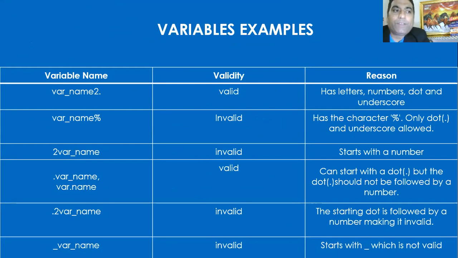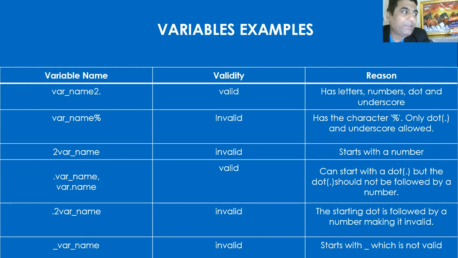See, the first example is variable_name2. This is a valid example. This is a correct variable name because it started with a letter. Second, numbers have been used, underscores have been used, no special characters have been used initially, even the dot has not been used. So because of this, it is valid.